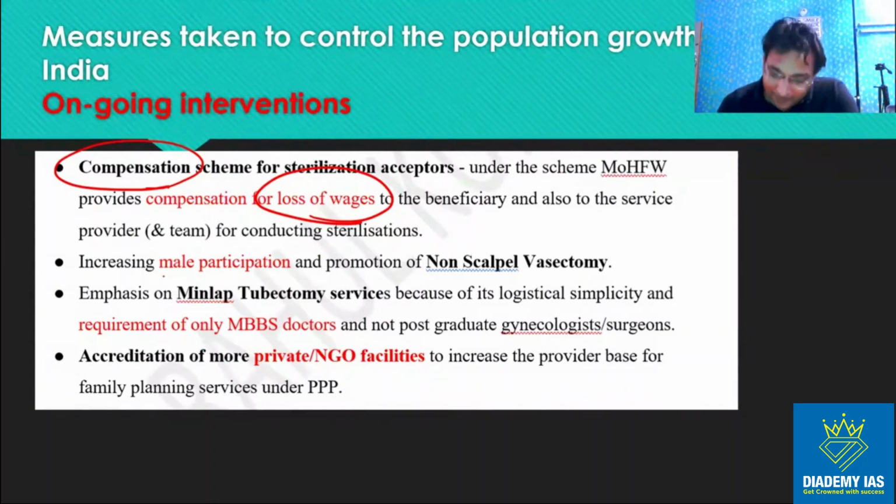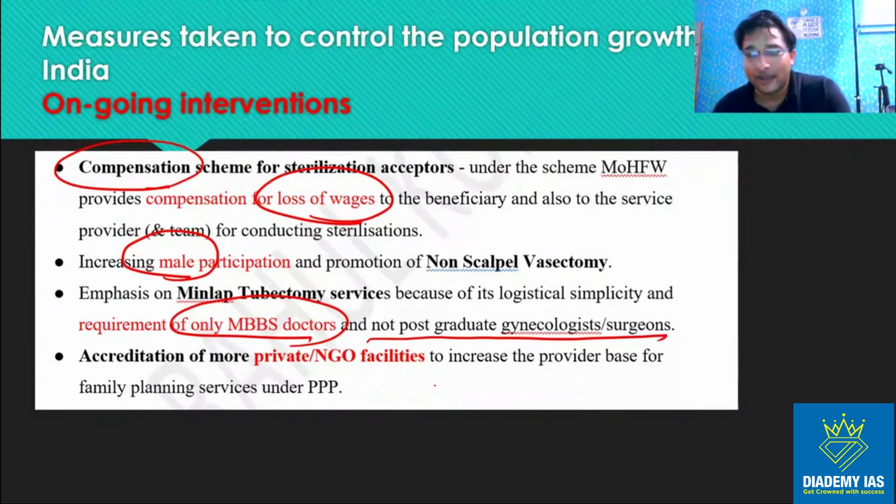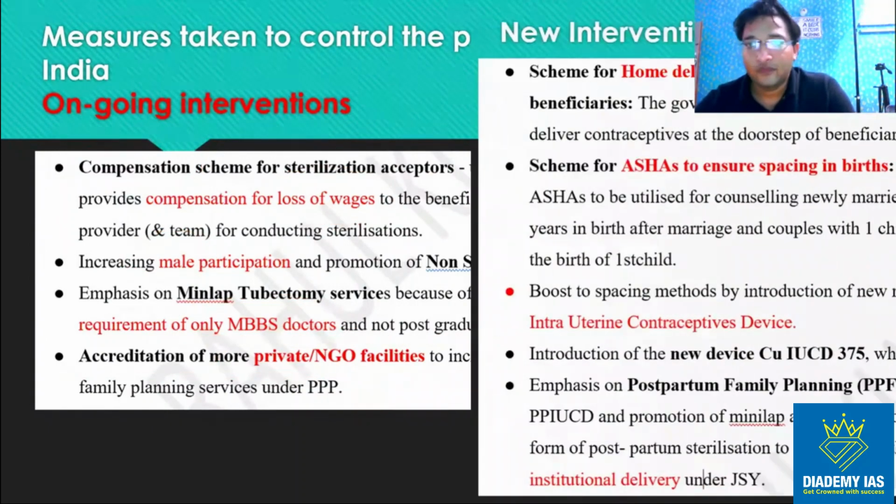ठीक है, मेल पार्टिसिपेशन को एनकरेज करना एंड रिक्वायरमेंट ऑफ ओनली एमबीबीएस डॉक्टर. ठीक है, नॉट पोस्ट ग्रेजुएट गायनेकोलॉजिस्ट और सर्जन्स. सो दिस विल increase the number of people who can actually support the sterilization. Accreditation of more private NGO facilities to provide base. So more private organizations and NGOs will be encouraged.